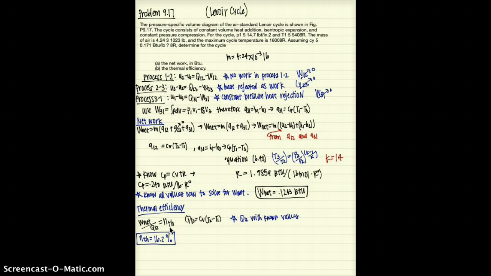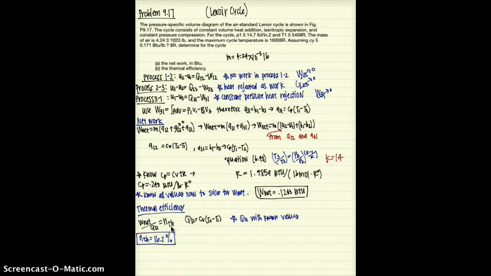We are given the value of Cv, which is 0.171 BTU per pound times Rankine. But we run into the problem that we are not given T3. We need to calculate T3 by using the relation equation in the book from chapter 6.43, which is T3 divided by T2 is equal to P3 divided by P2 to the exponent k minus 1 over k. With a given value of k equal to 1.4, we can now plug in our known values to solve for T3.